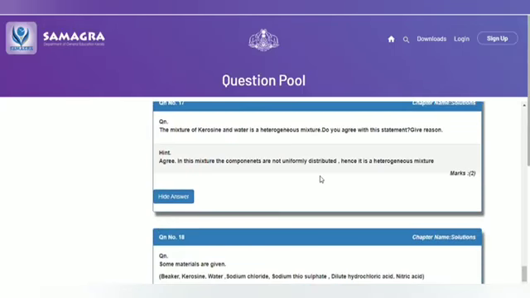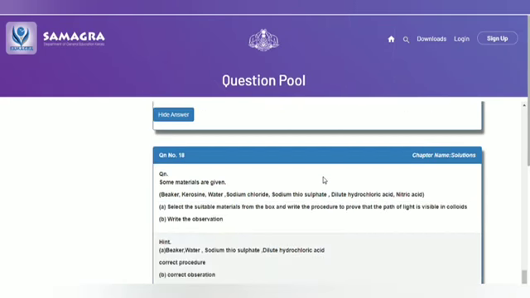A mixture of kerosene and water is a heterogeneous mixture. Do you agree with this statement? Give reason. Agree. In this mixture, the components are not uniformly distributed. Hence, it is a heterogeneous mixture.